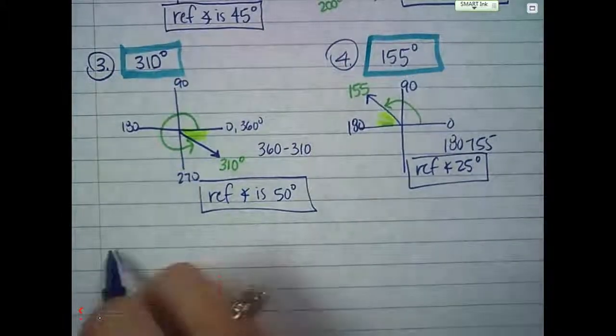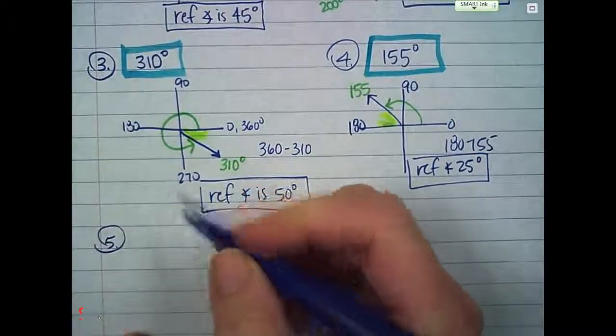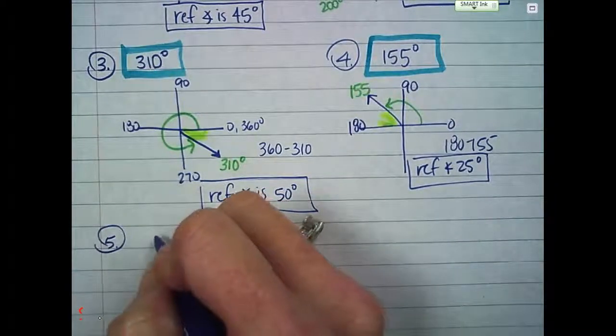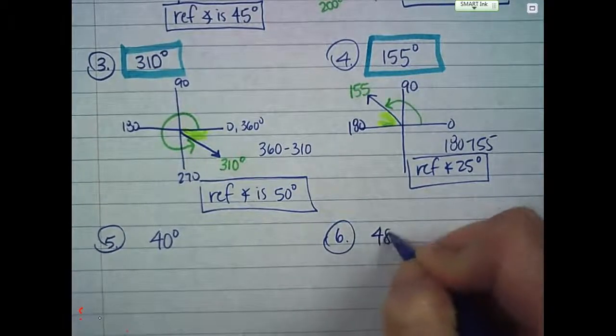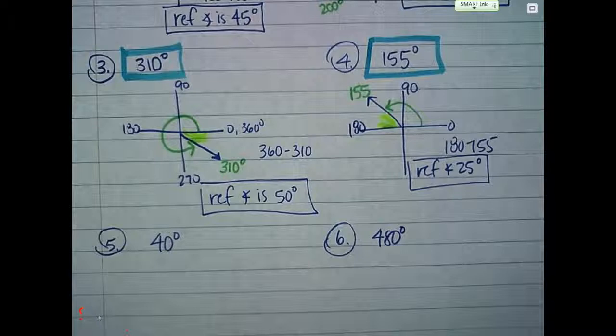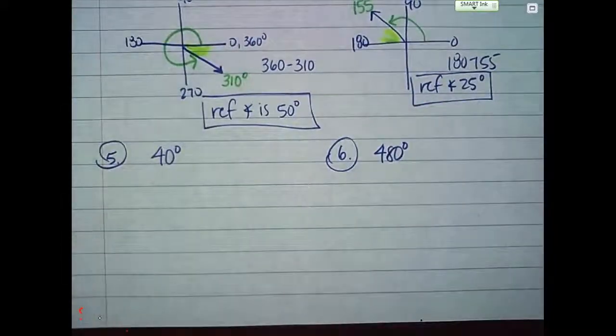We have 2 more. One is pretty easy. And number 6 is a little different. Try those 2.